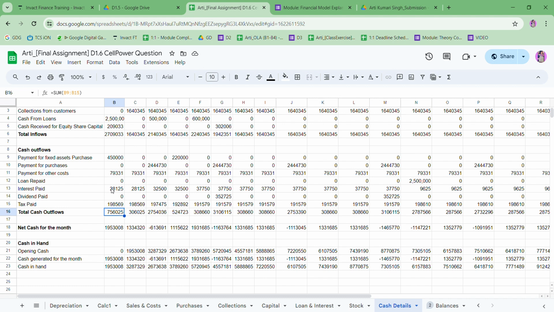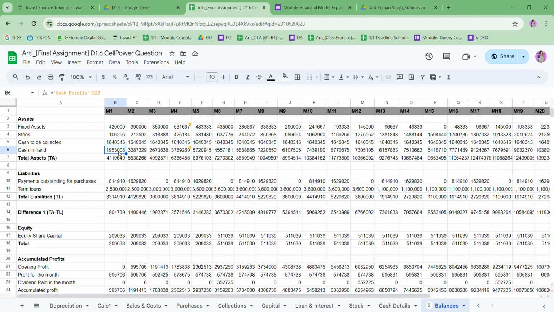So we have our total cash outflow and then deducted it from inflow to get the net cash flow, and then we were able to see our closing balance of cash in hand, which we have shown in the balances. In the balances we have shown fixed asset also by deducting depreciation from fixed asset closing balance, and the stock can be seen from the references with stock. Cash to be collected from the collection sheet reference has been given. In that way total asset has been calculated, and the liabilities has also been calculated by adding term loans and payment outstanding for purchases, and then differences have been calculated by deducting total liability from total asset.